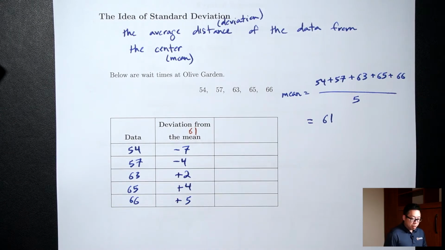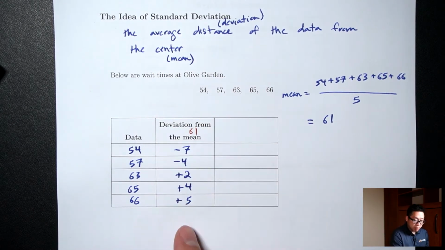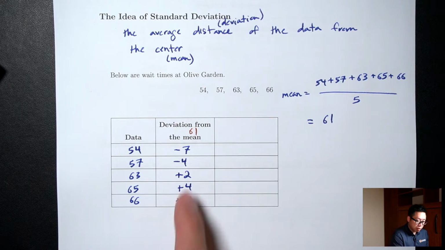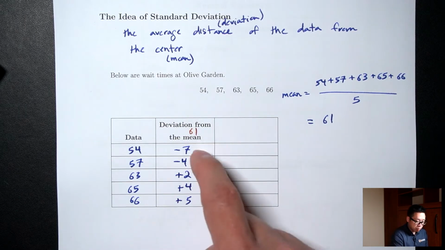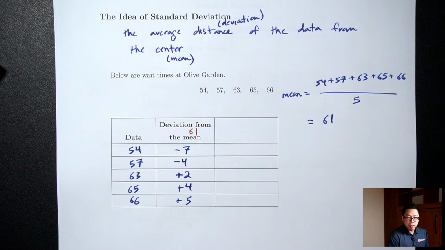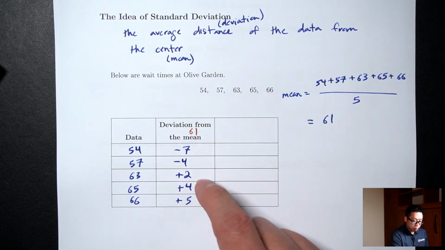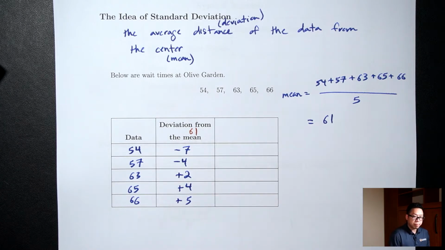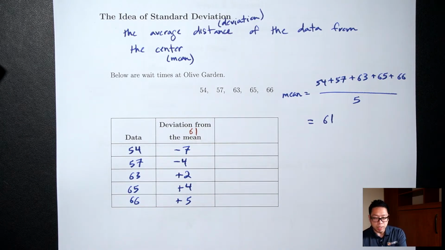And what I would like to do is find the average of these distances. But there's a problem. What happens when I find the average? So the average meaning I would add these up and then divide by 5. So what happens when I add this up? -7 plus -4 plus 2 plus 4 plus 5. Try it. -7 plus -4 plus 2 plus 4 plus 5. I get 0. And that's actually always the case.